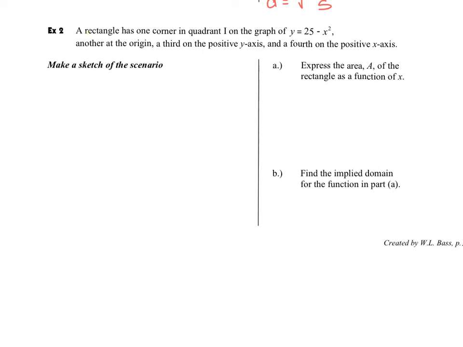This one says that we want a rectangle. It's going to have one corner that's going to be in quadrant 1, specifically on the graph of 25 minus x squared. Then it's going to tell us that another corner of the rectangle's at origin, and then another one's on the positive x-axis, and a fourth is on the positive y-axis. So let's start with our parabola first. And again, you have to be able to quickly recognize that that's a parabola.